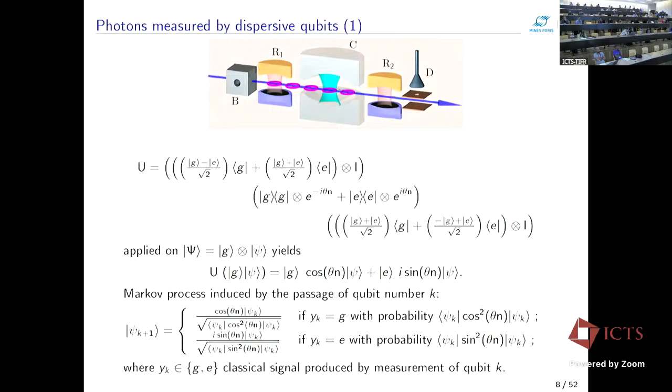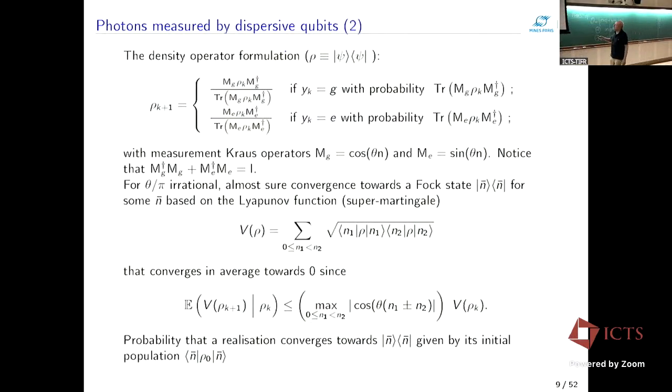I will go back. It is this. So I have this density operator here. I have this measurement operator. And for theta over pi irrational, what you can prove is this. This thing corresponds to what is called a supermartingale, okay?